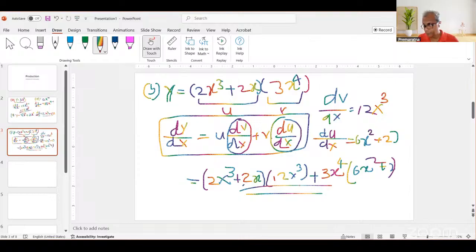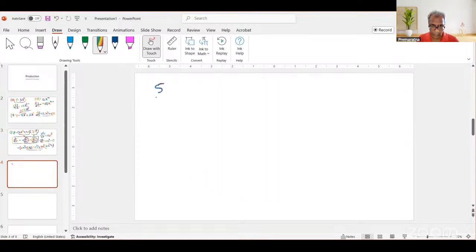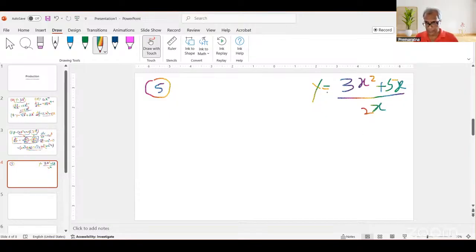Another important rule is what we call the quotient rule. For example, if you have an equation like y equals 3x squared plus 5x divided by 2x, this is what we call the quotient rule.